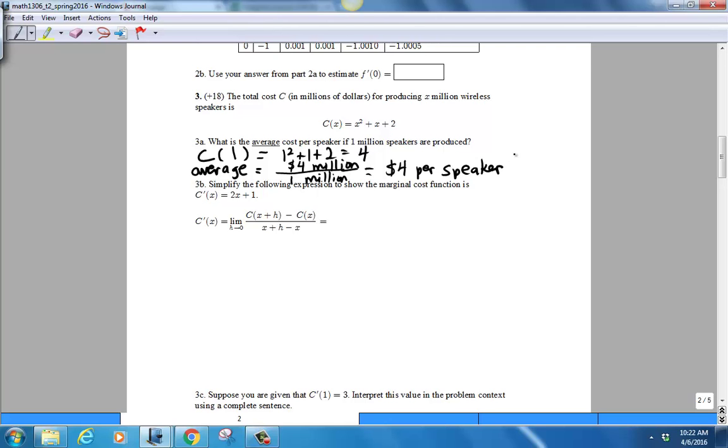When we manufacture 1 million, they're averaging $4 a piece, and none of that is mentioned in this particular problem.